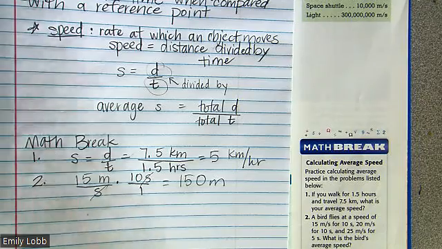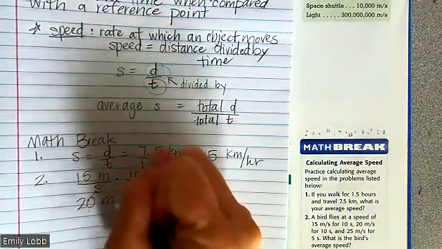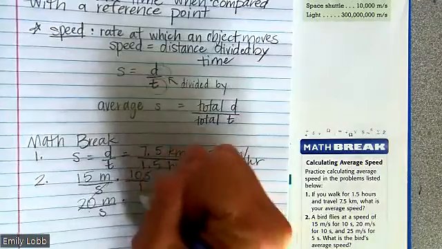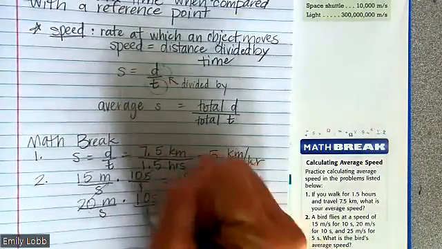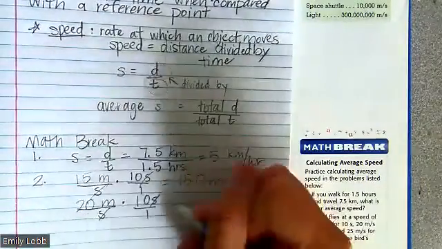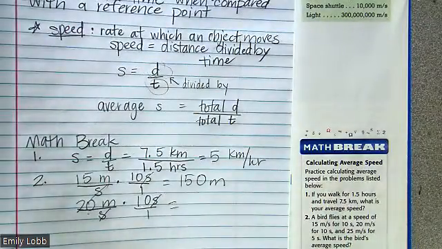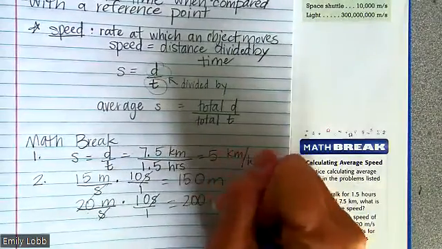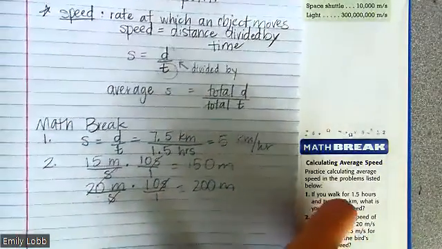Plus 20 meters per second for 10 seconds. Again, your seconds cancel out. What's 20 times 10? 200 meters.